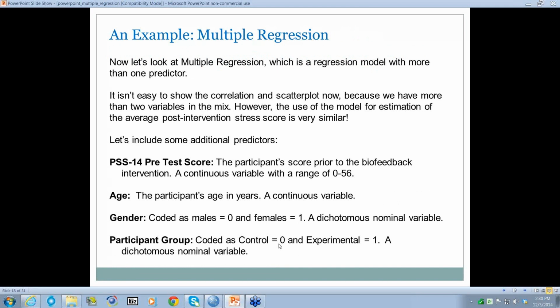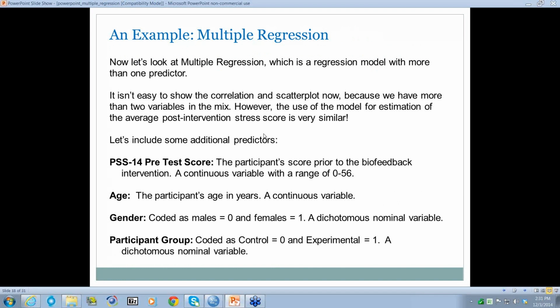The multiple regression is a regression model with more than one predictor. It isn't easy to show the correlation in a scatter plot and the line now. We'll still be able to see the line, but we won't be able to see the bivariate, because now we're in a bigger dimension, right? After you get past 3 dimensions or so, you just can't really see things visually. We have more than 2 variables in the mix, so it's going to be hard to see that. However, the use of the model for estimation of the average post-intervention stress is going to be very similar, but we'll include some additional predictors now.